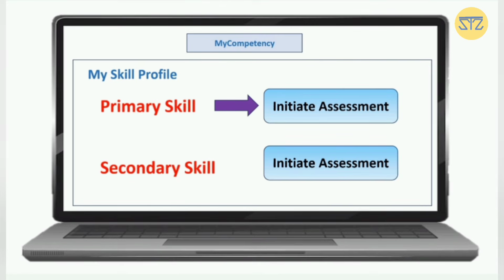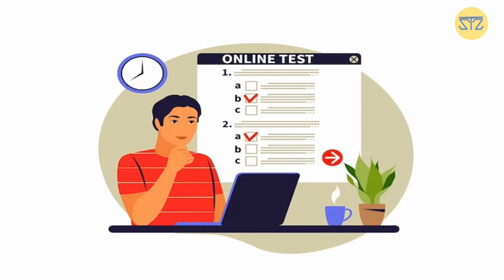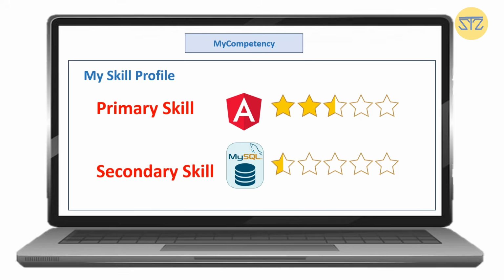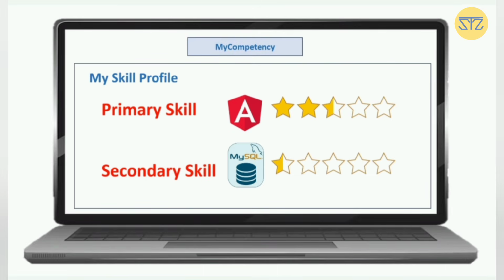There will be an online test for you, guys. If you clear that online exam with a very good score, they will rate you in stars. If you performed really well, you will get 5 stars, and if you are okay, normal, then you will get 2.5 or 3 stars. If you performed really poorly, then it will be a single star or half star. It depends on the performance, how you have written the exam. So this is all about the primary skill and secondary skill in MyCompetency.